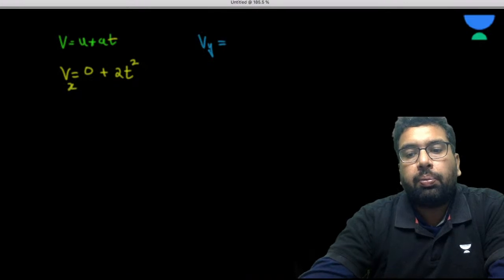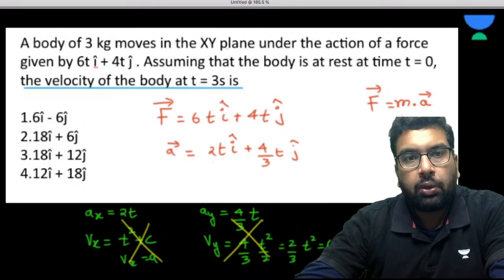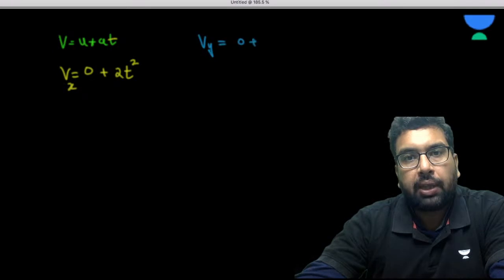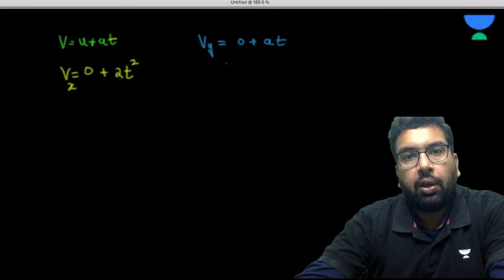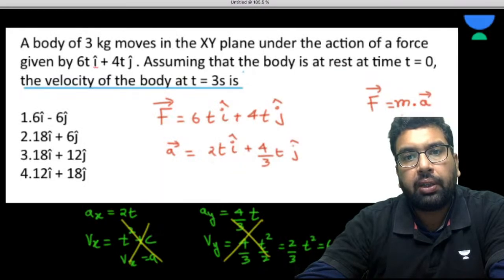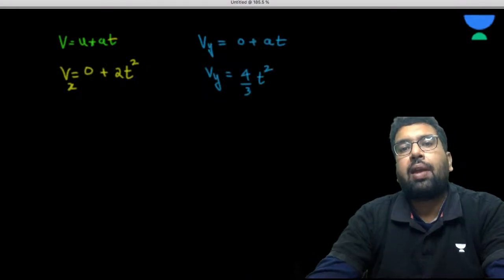It is going to be 4 by 3. Okay, so Vy, so the body is at rest at time t is equal to 0. So it will be 0 plus a of t. Okay. So Vy it is going to be a, what is a here? A is 4 by 3 of t square, right?